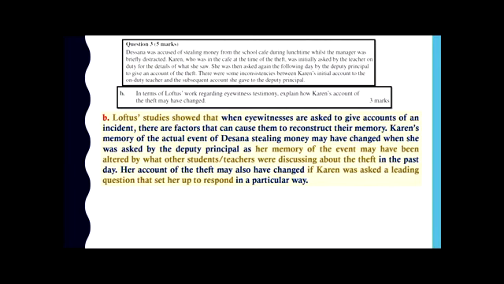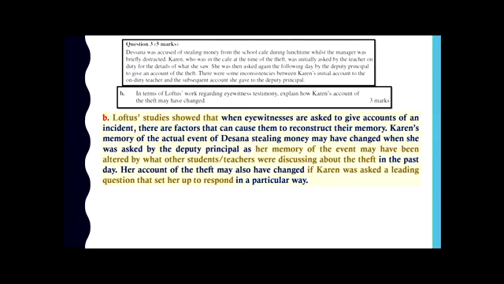So obviously the 2 main factors that influence reconstruction of memory, as Loftus has showed us, is that the memory of the event can change based on what other people are saying. So other teachers, other students might have been gossiping about how Desina was stealing money, and that could have changed the way that Karen initially remembered what happened. Or the deputy principal or the on-duty teacher or someone might have asked Karen a leading question, and that could have set her up to respond in a particular way that was either biased towards Desina or biased towards the school. So again, you need to be looking at that and linking that back.